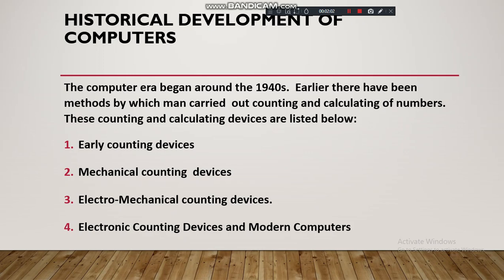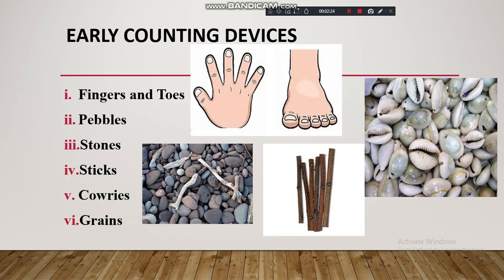Before I go into that, I want to talk about the four major categories, or the four major developmental stages, of computers. We have the early counting devices, the mechanical counting devices, the electromechanical counting devices, and the electronic counting devices in modern computers. And we're going to talk about the early counting devices. I won't really call them devices, but they were actually items.